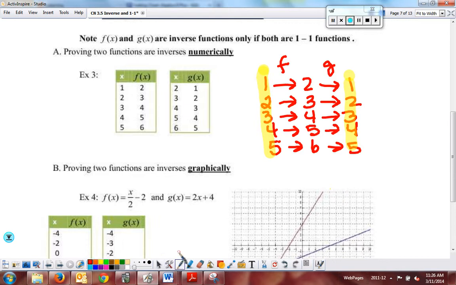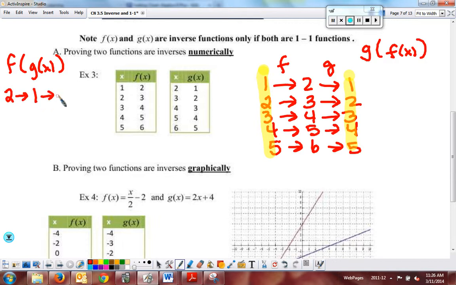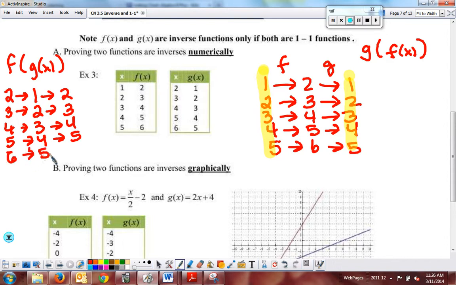Now, technically, I'm supposed to also check it the other way. If I go F first and then G, this was actually G of F of X, because I started plugging in F and then went to G. I have to check F of G of X, which means I start on G. So 2 goes to 1, which goes to 2. 3 goes to 2, which goes to 3. 4 goes to 3, which goes to 4. 5 goes to 4, which goes to 5.